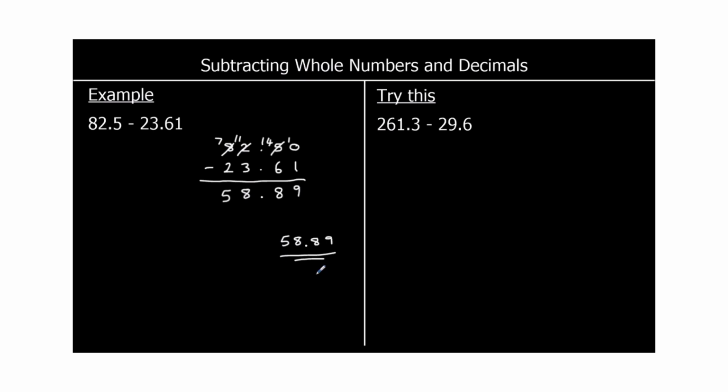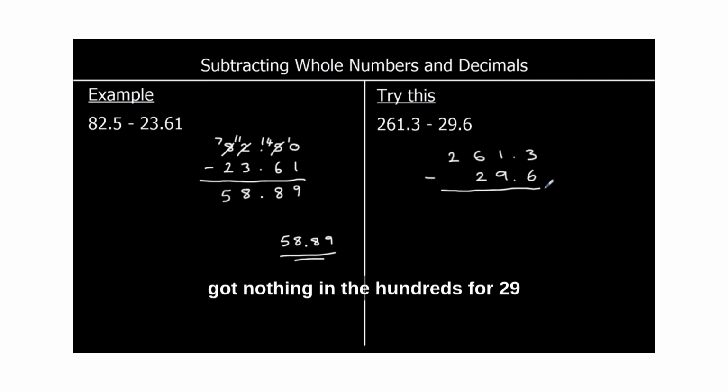Okay, so 261.3. So 261.3, and I'm going to line up 29.6, so tens with tens, ones with ones, and tenths with tenths. I've got nothing in the hundreds for 29.6, so I can add a 0 or leave it blank.